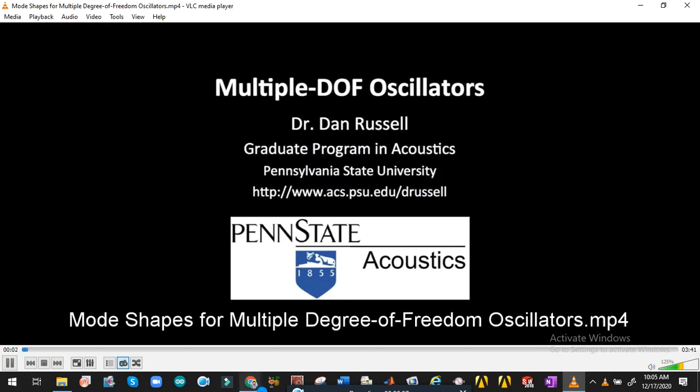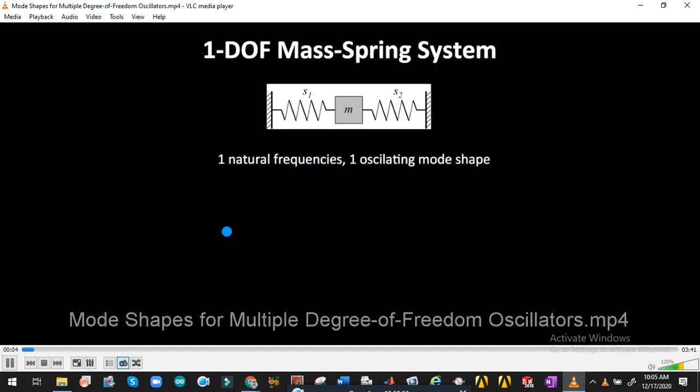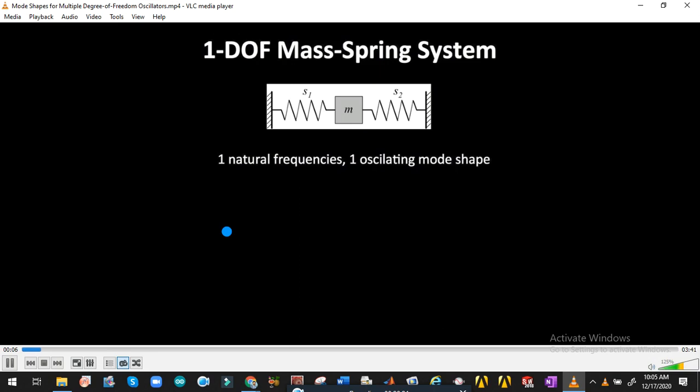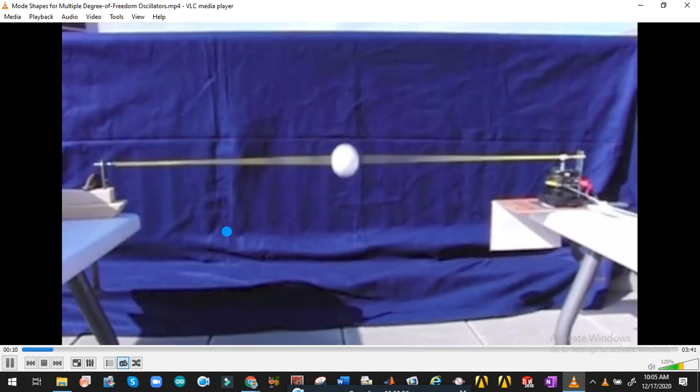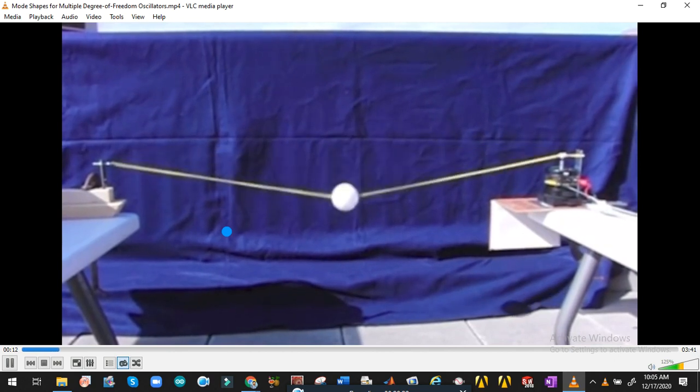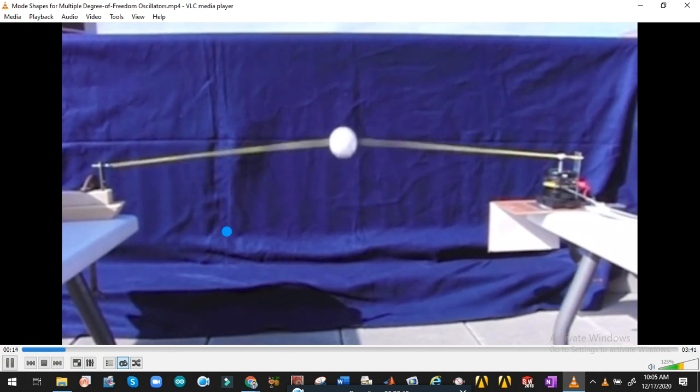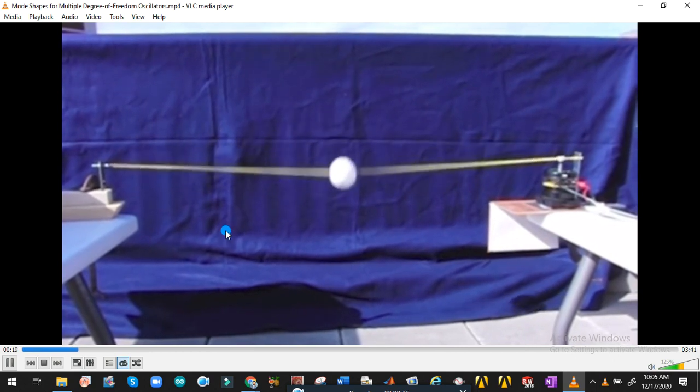This is your one degree of freedom, single mass-spring system. It has one natural frequency and one vibrational mode shape. The mass oscillates back and forth, or in this case up and down, at a frequency that depends on the inertia or mass and the elastic or stiffness properties of the system.